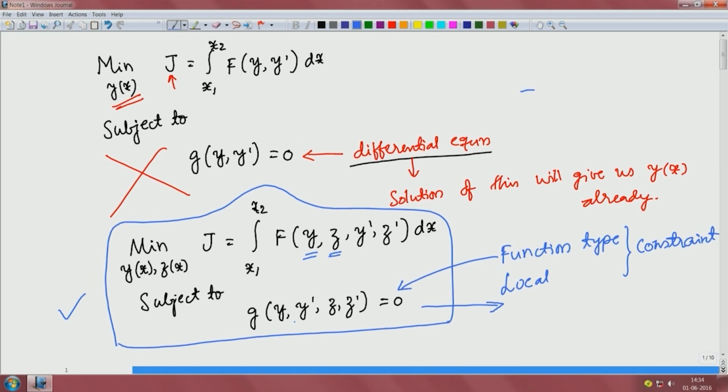Here g, which is a function of y, y prime, z, z prime, is a differential equation, but involves two functions, that is y of x as well as z of x. When you have two functions with one differential equation, we cannot determine both of them. So then there is a space in which we can search to minimize our J. So this is a properly posed problem, whereas the earlier one is not. We need to have two functions when you have a function type constraint.